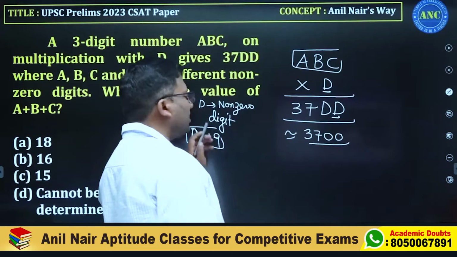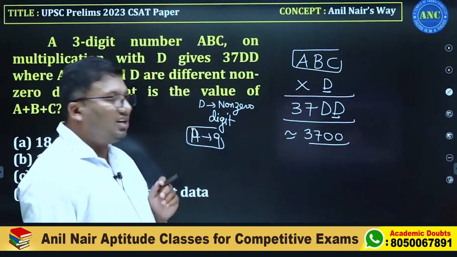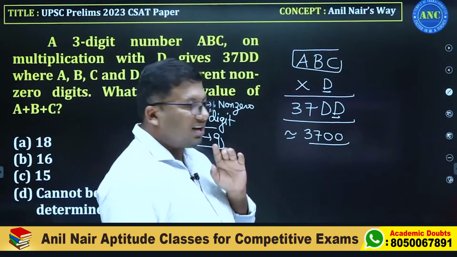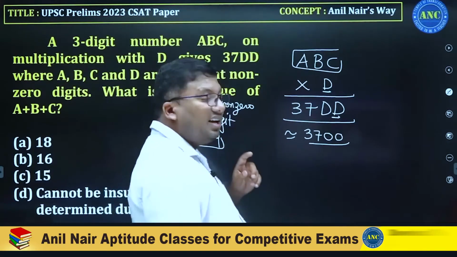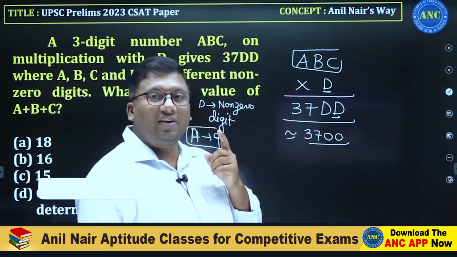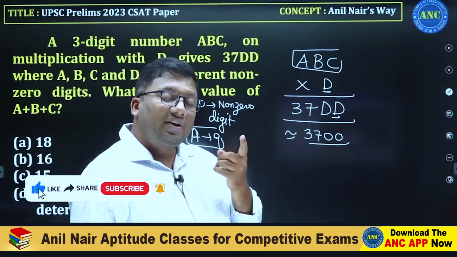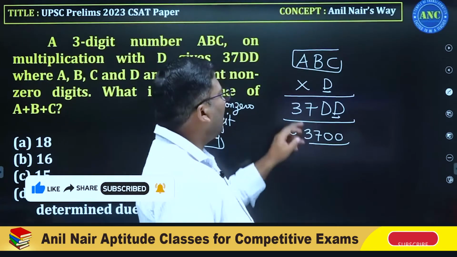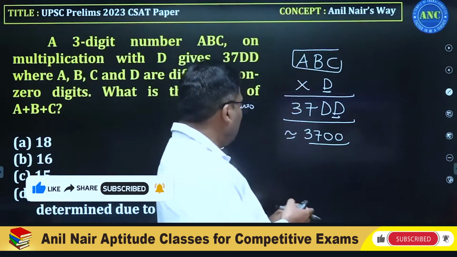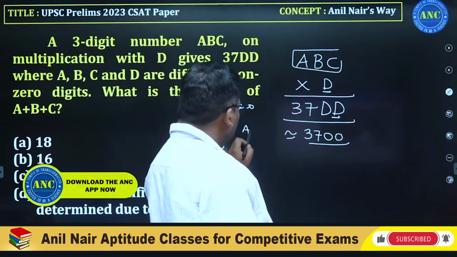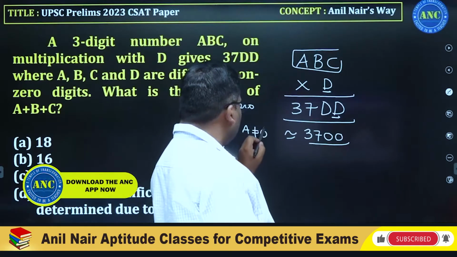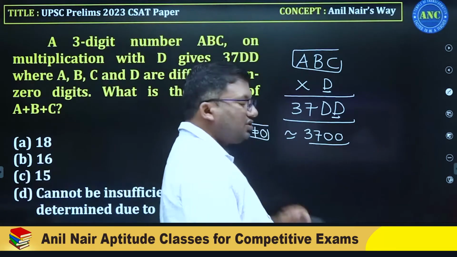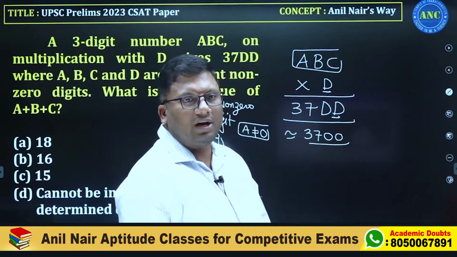Sir, how are you saying A is 9? Listen carefully. I will tell you why A can take only 9, and cannot take any other value. A is the leftmost digit in a three-digit number, so it cannot be 0.